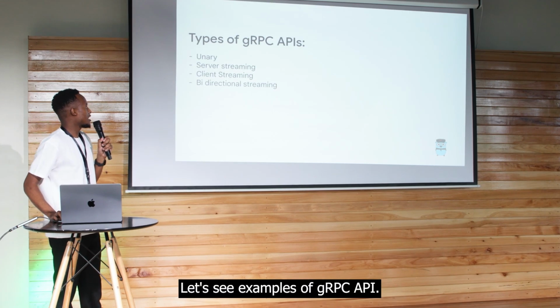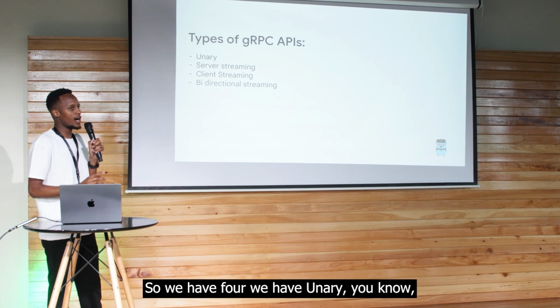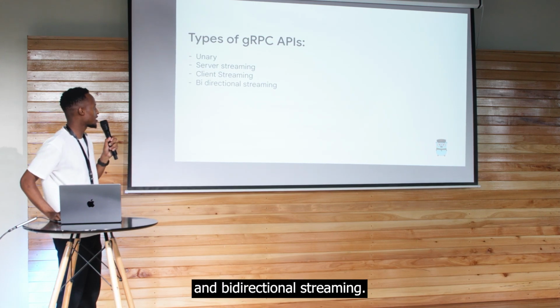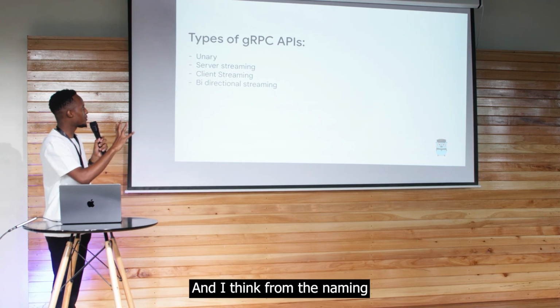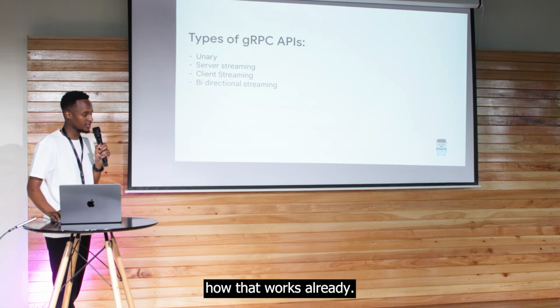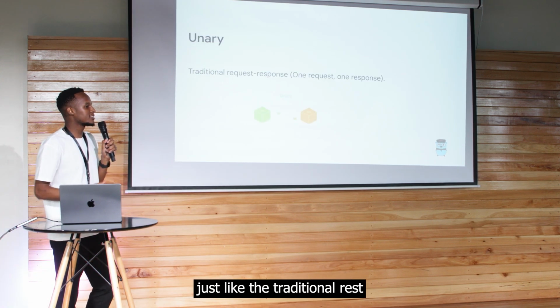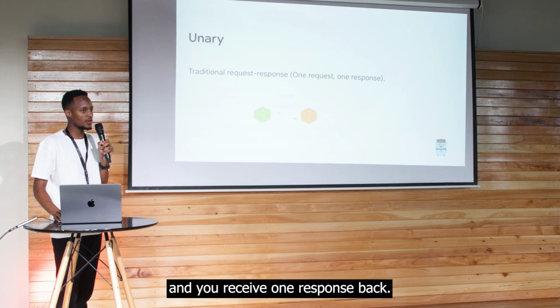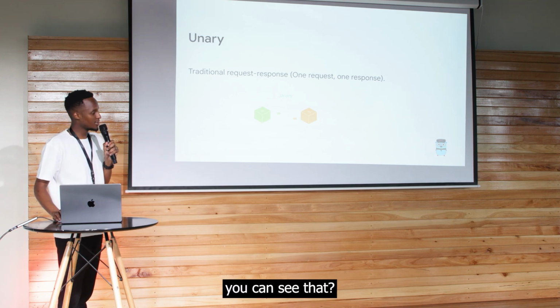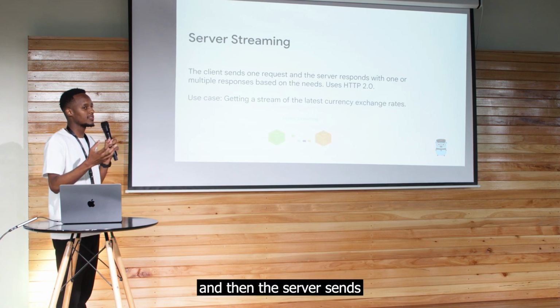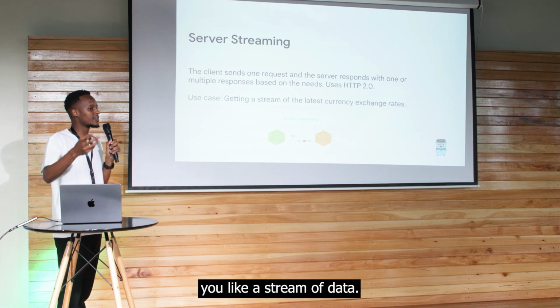Let's see examples of gRPC APIs. We have four: unary, server streaming, client streaming, and bidirectional streaming. And I think from the naming, you can already tell how that works. Unary is just like the traditional REST way: you send one request and you receive one response back. For server streaming, you send one request, and then the server sends you a stream of data.